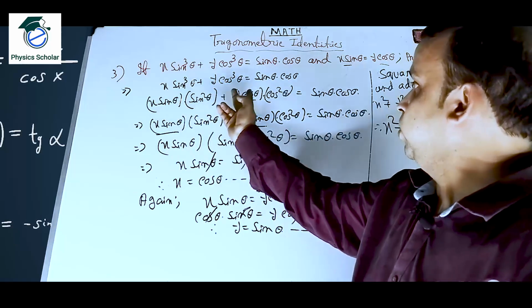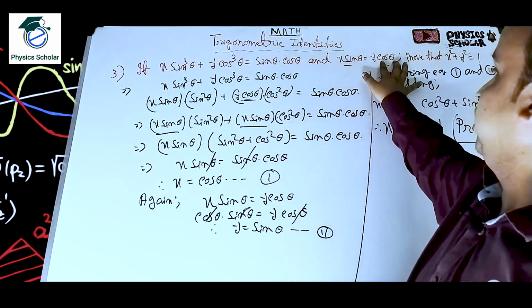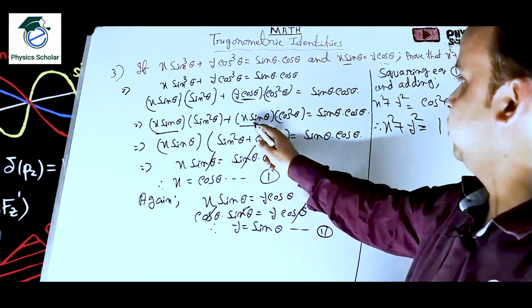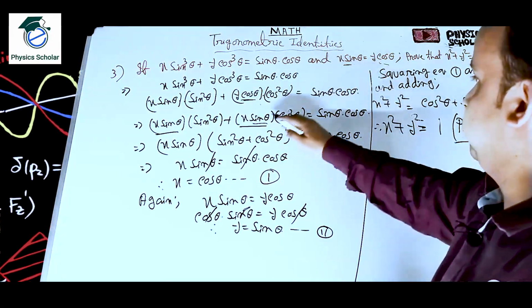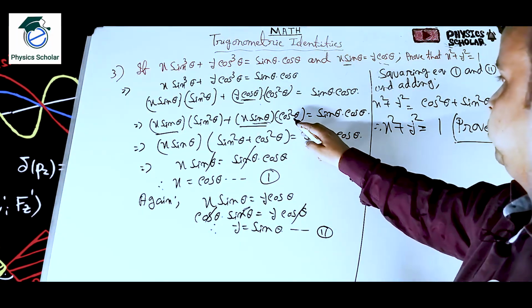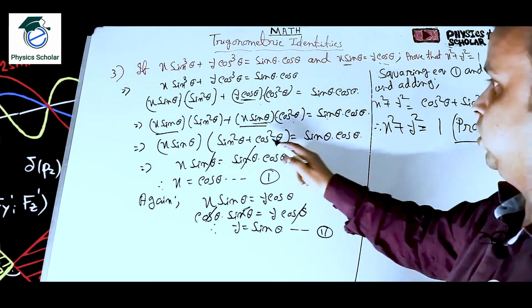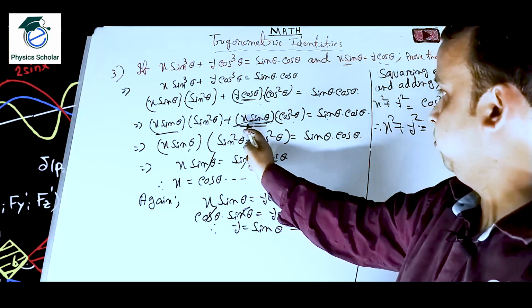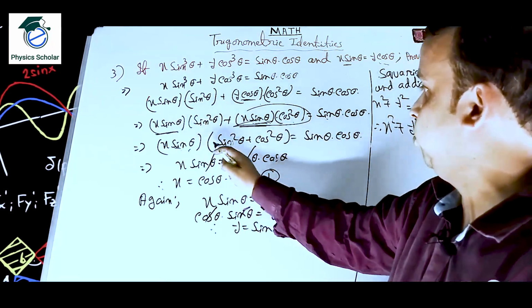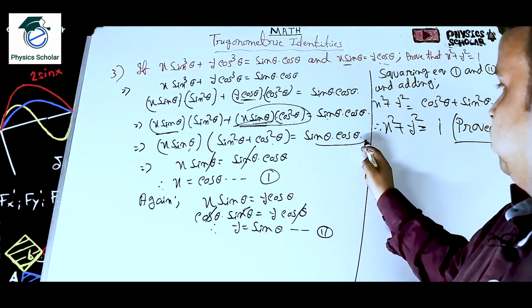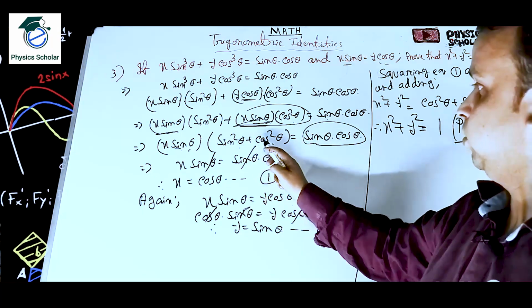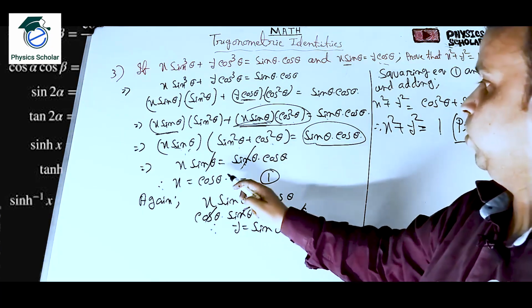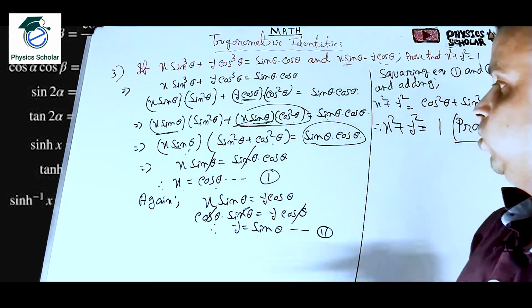Okay. So now y cos theta, what is given in the question? Y cos theta means x sin theta. So we have written here, instead of y cos theta, x sin theta into cos square theta into sin theta cos theta. Now x sin theta is common from both here and here. So sin square theta plus cos square theta is equal to sin theta cos theta. So sin square theta plus cos square theta means 1. That means x sin theta is equal to sin theta cos theta. So sin theta will cancel. That means x is equal to cos theta.